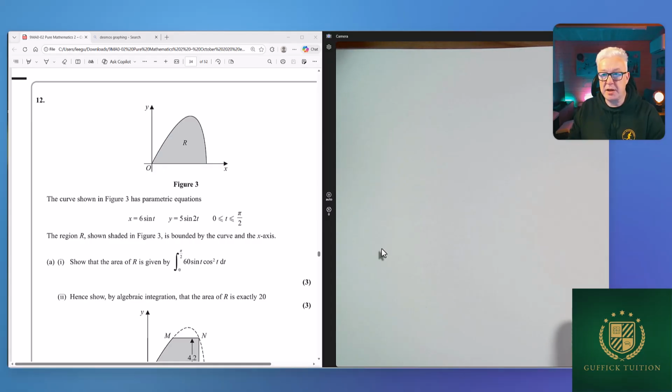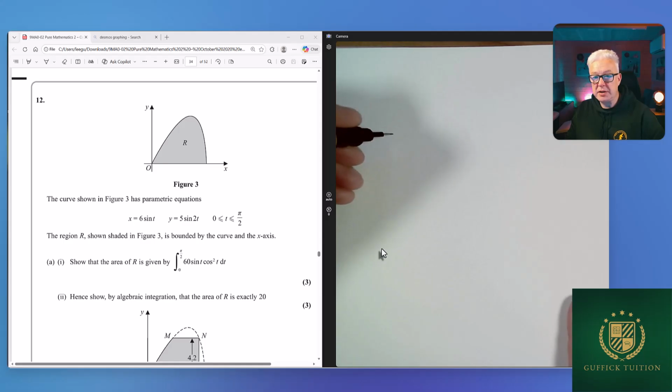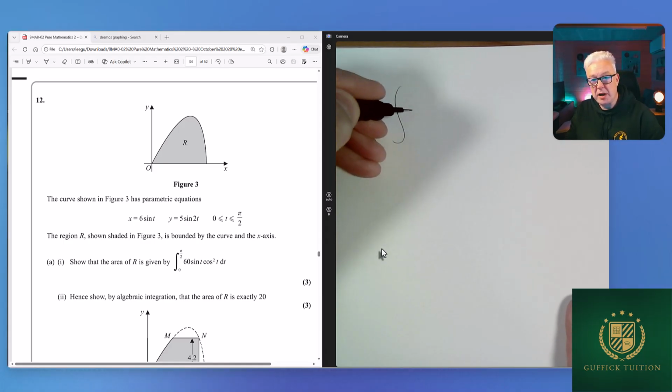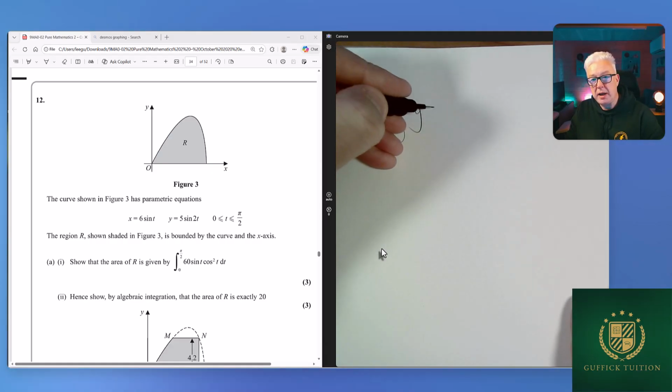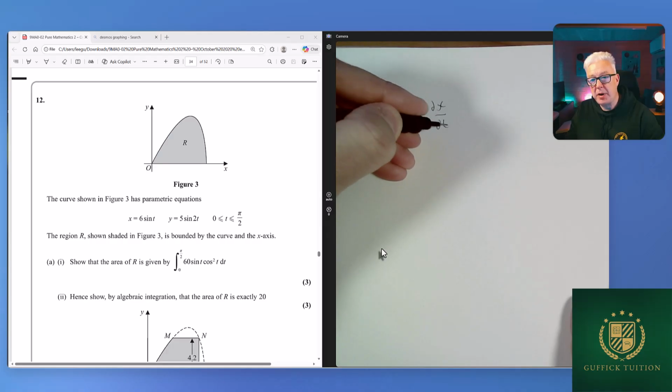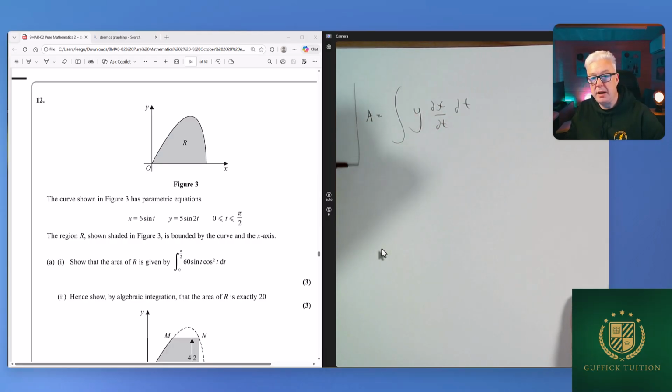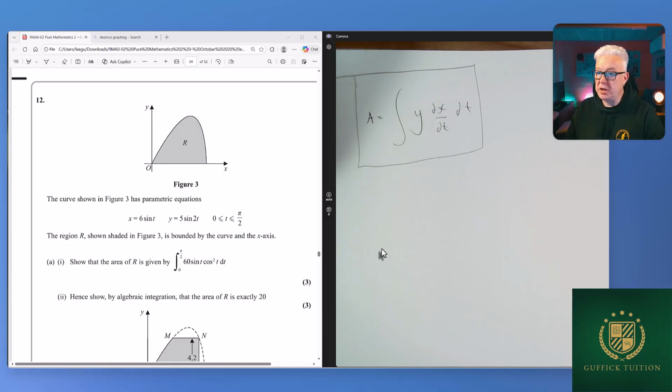cos squared t. Okay, so the first thing that we need to do is have a look and think about parametric integration. This is a really, really important thing. I don't think this is particularly emphasized that much, but the area underneath the curve, when curves are defined parametrically, is the integral of y times dx by dt, dt. Now that is super important, okay? And a number of examples don't really, in my opinion, emphasize that clearly enough. But that's the formula that we're going to be using.